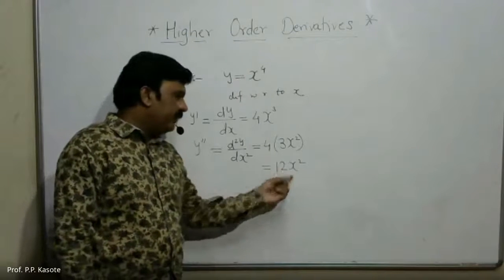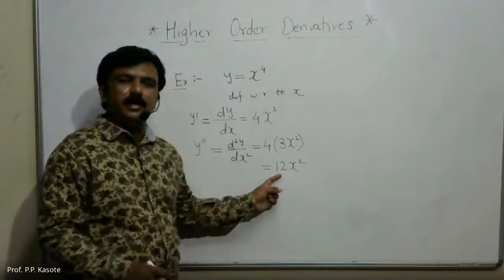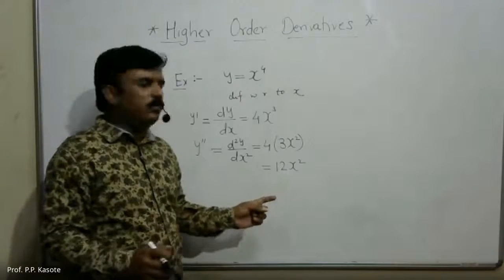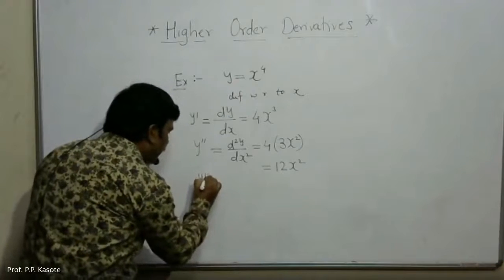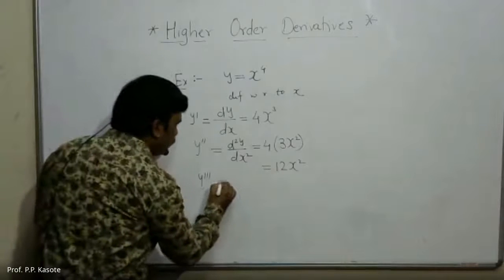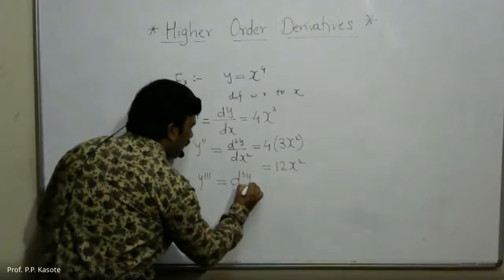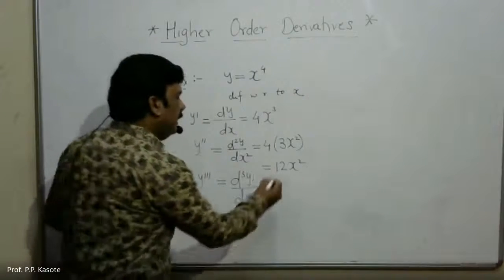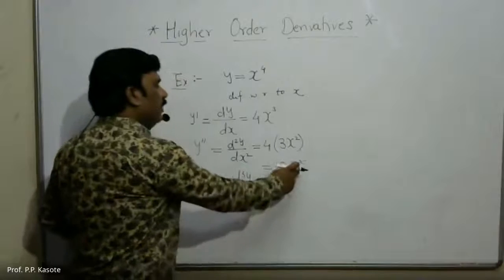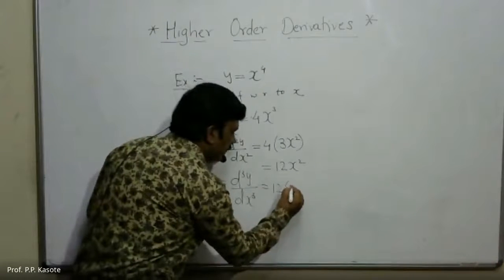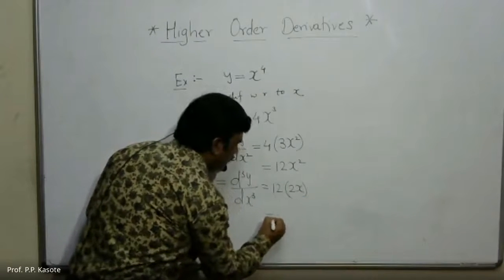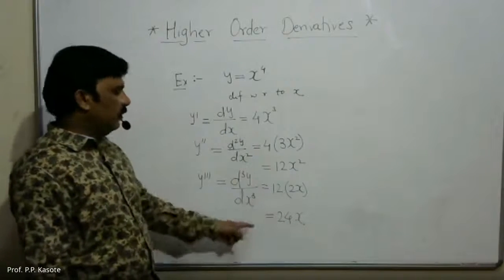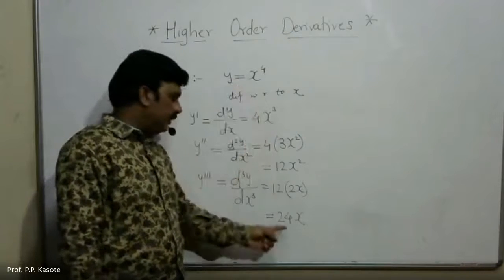Similarly, can we differentiate it again? The answer is yes. That derivative will be called the third order derivative. How to write it? Y triple dash, y dash dash dash, is equal to d cube y upon dx cube, which is equal to, keep 12 as it is, into the derivative of x square, which is simply 2x, which is equal to 24x. That is the third order derivative of this function.